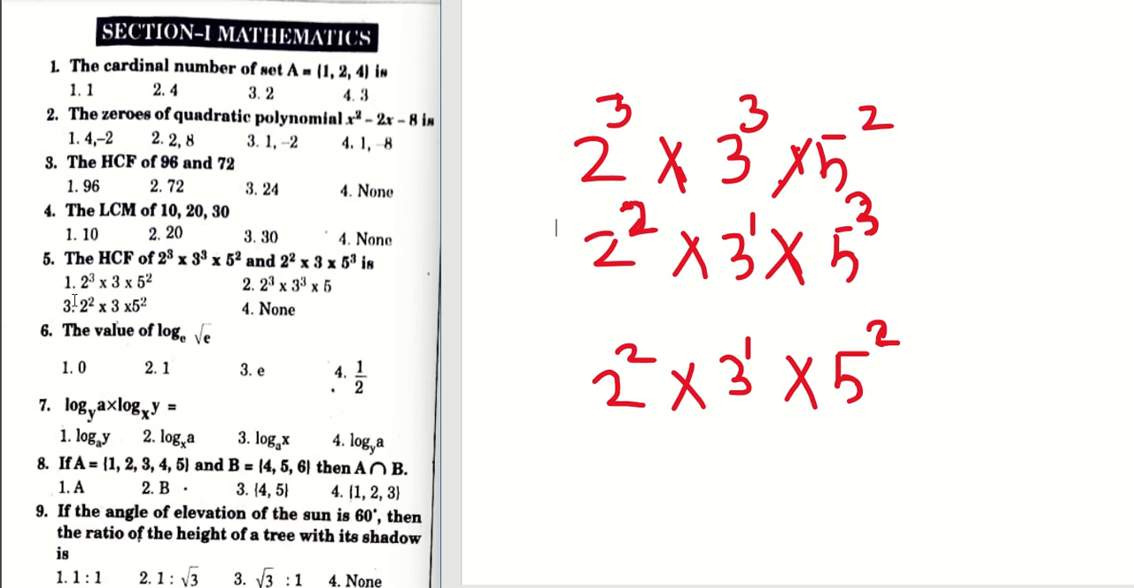So what is the HCF here they have given? Let me check this. So first option is 2 cube into 3 into 5 squared. No, we didn't get 2 cube, what we got over here is 2 squared, right? So option 1 is not right. So what is option 2? 2 cube. No, this is also not a right option since we got 2 squared only. Let us check with the third option. What is the third option? 2 squared into 3 into 5 squared. Yes, exactly. So which option is right now? Option 3 is right.